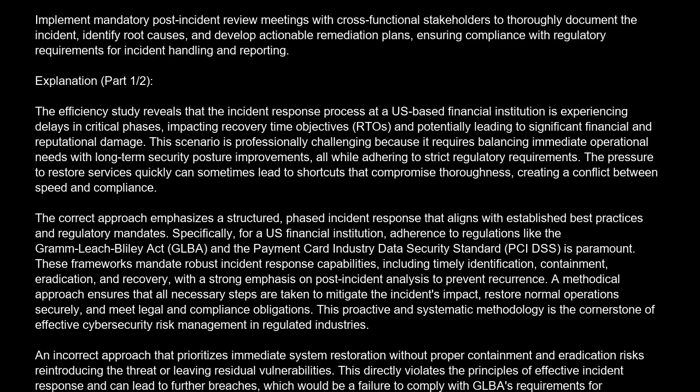An incorrect approach that prioritizes immediate system restoration without proper containment and eradication risks reintroducing the threat or leaving residual vulnerabilities. This directly violates the principles of effective incident response and can lead to further breaches, which would be a failure to comply with GLBA requirements for safeguarding customer information and PCI DSS's mandate for protecting cardholder data.